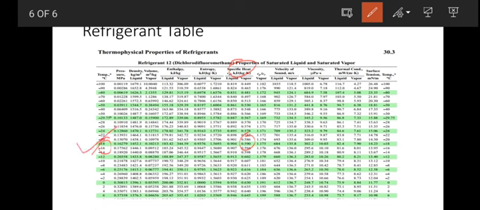Similarly, a number of temperature ranges are given, and by using them we can find the properties. We will solve the numericals based on this ph chart. It is essential to use the ph chart. By using the ph chart we get the enthalpies directly, and it is easy to find the remaining properties or the remaining calculations for the VCR system. Okay, thank you.